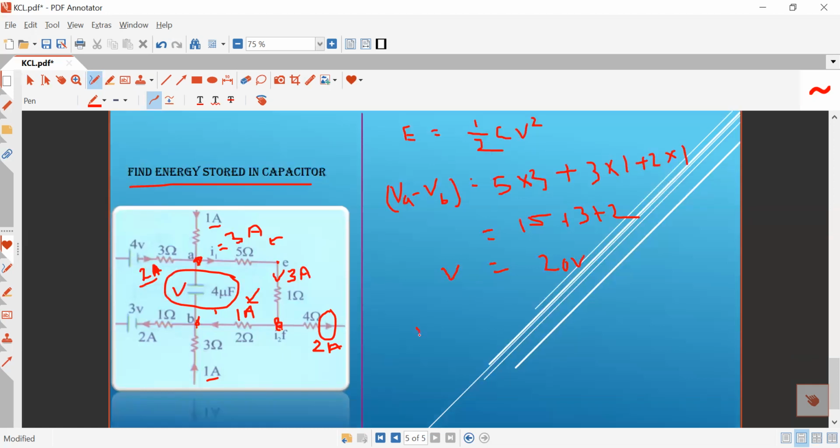And now you will have to determine the energy stored in the capacitor. So this will be half into 4 microfarad. You can convert it in farad, 10 to the power minus 6, into V square, and the unit of energy will be joule. In this way, you can determine the energy stored in the capacitor.